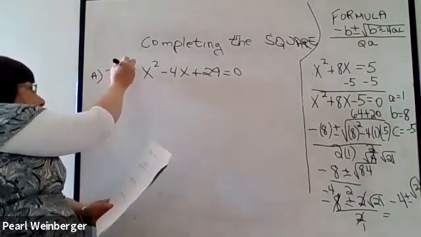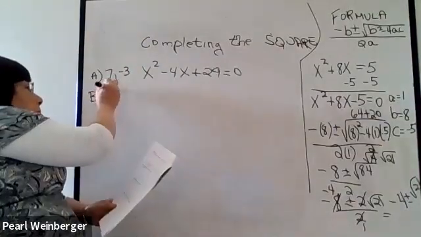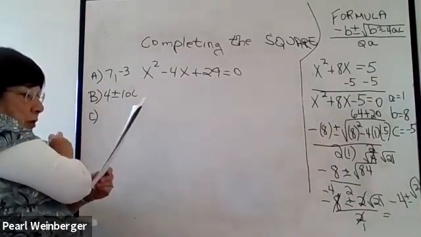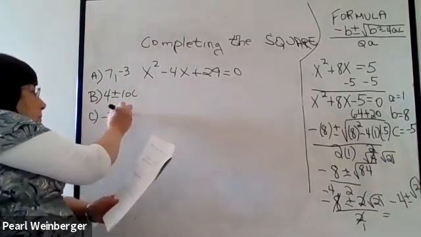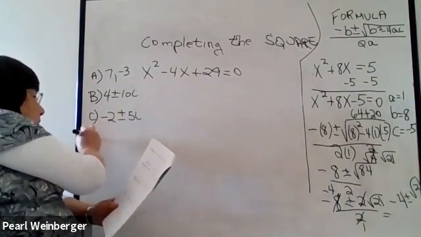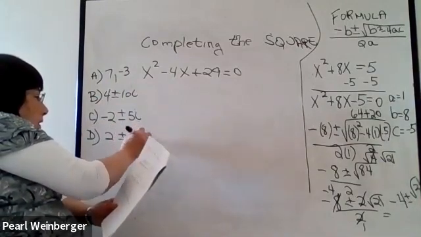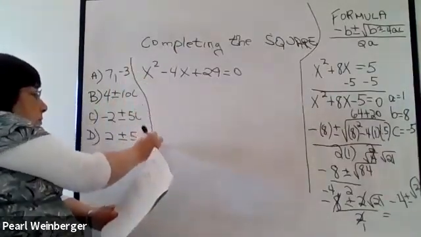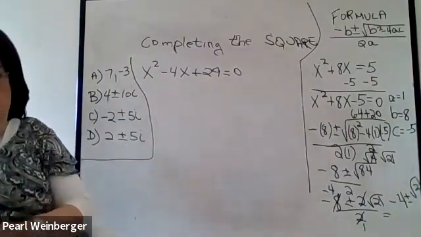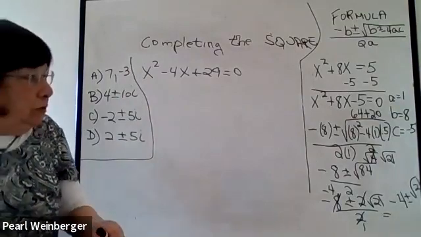A: 7 and negative 3. B: 4 plus or minus 10i. C: negative 2 plus or minus 5i. And choice D is 2 plus or minus 5i. So here are your choices. Let's see which choice you're going to figure out.